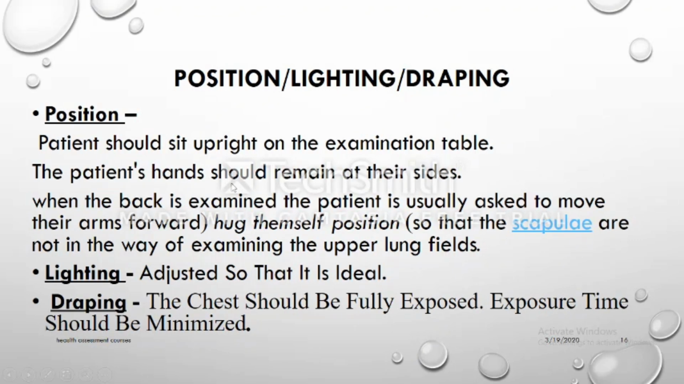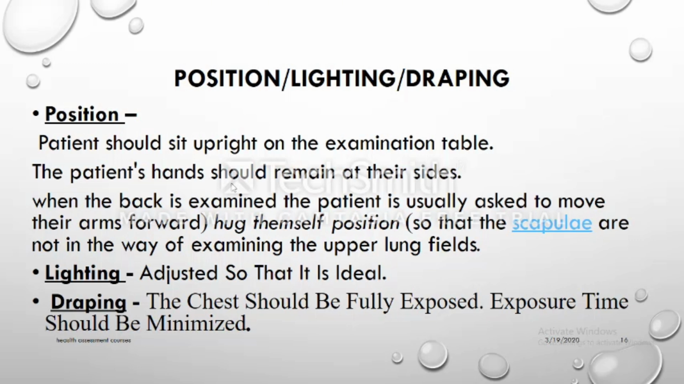We know when we start to do assessment of the respiratory system, we have to position the patient in a suitable position, and he should be seated in an upright position on the examination table. The patient's hands should remain at their sides.